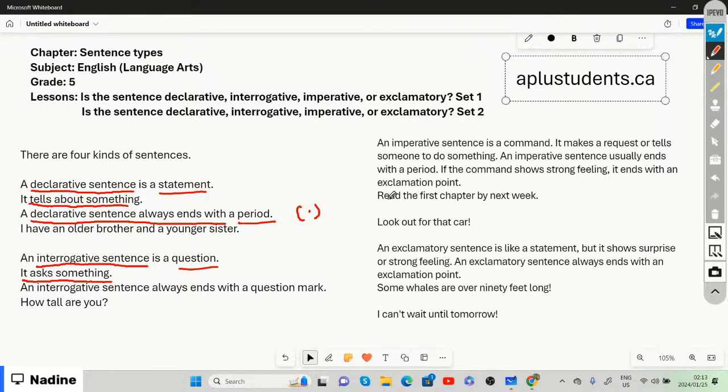With an interrogative sentence, it always ends with a question mark. It ends with a question mark because we are asking a question, and when you're asking a question, we expect a response from the next person that we're asking.